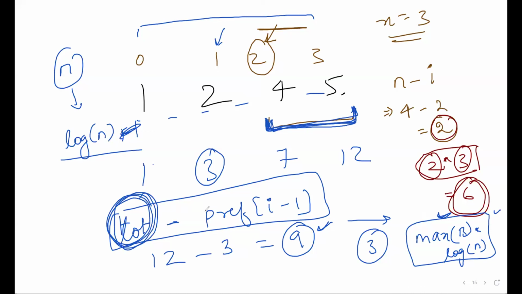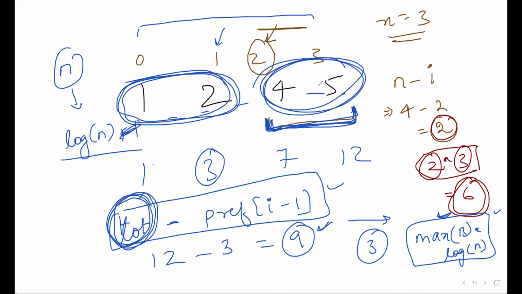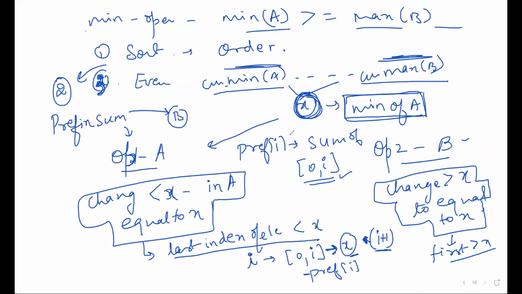Total sum minus prefix of I minus 1 gives the sum of these values. If you remove it from the total sum, you will get the sum of this. So this is your current sum. What will be your sum after the operation? This is that sum, and the number of operations is the difference between them. So you can find that. These are all the operations you have to perform for this problem.